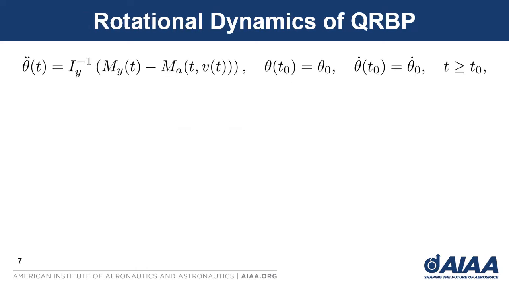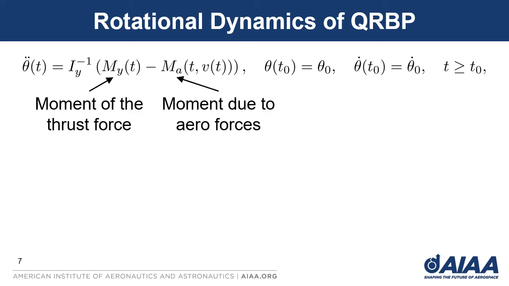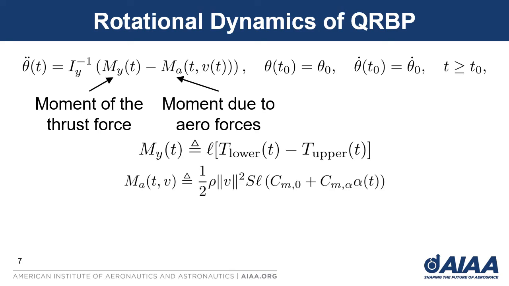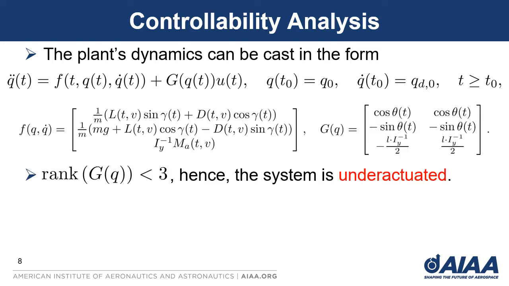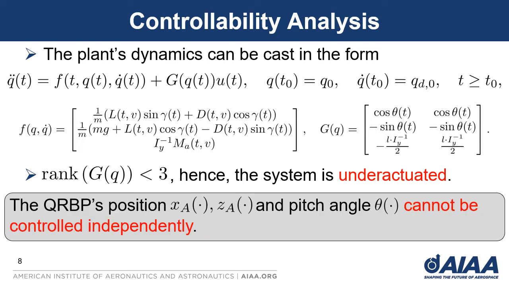Here we have the rotational dynamic equation, where M_T is the moment of the thrust force, M_A is the moment due to aerodynamic forces, and both are defined as shown here. So the plant's dynamics can be cast in this form, where the matrix G is not full rank, and hence the system is underactuated, which means that the position and pitch angle cannot be controlled independently.